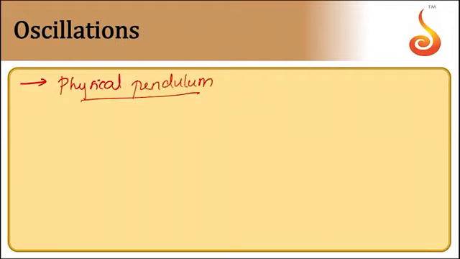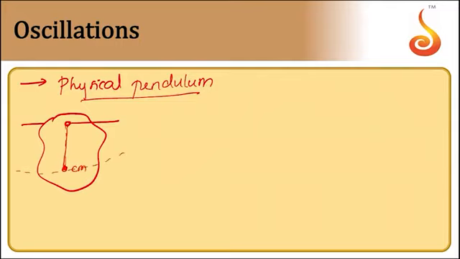This is any rigid object which is suspended from a point. For example, I can consider a rigid object like this. Assume that it is suspended from this point, and it can oscillate about this axis, and this is where its center of mass is located. It can oscillate like this. It can go to and fro. This length is LC.